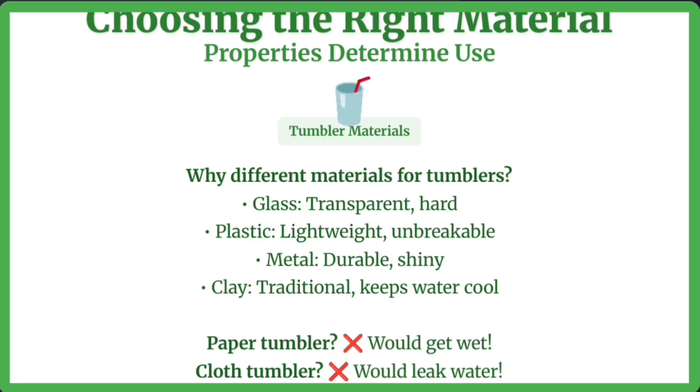Different materials are chosen for different purposes based on their properties. A tumbler can be made of glass, plastic, metal, or clay. Each material has advantages that make it suitable for holding liquids.